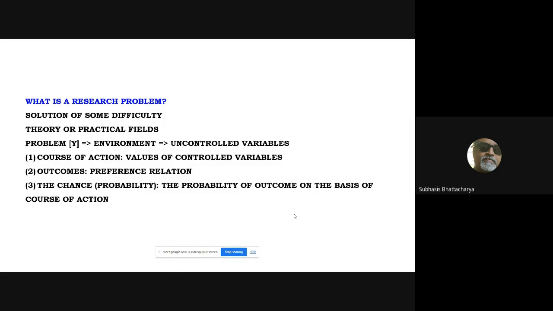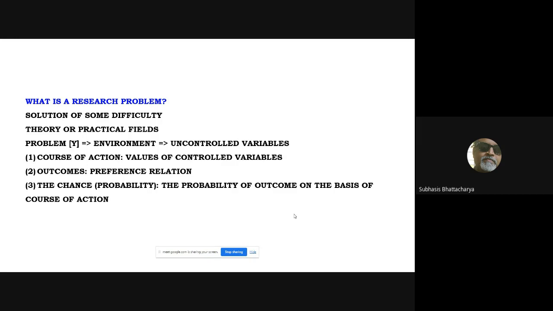preferable in terms of the preference relation. That means this outcome is preferred to me in comparison to the other. That means there must be at least one outcome in research. There may be various outcomes, but at least one outcome from research, and that outcome is identified as the objective of research.